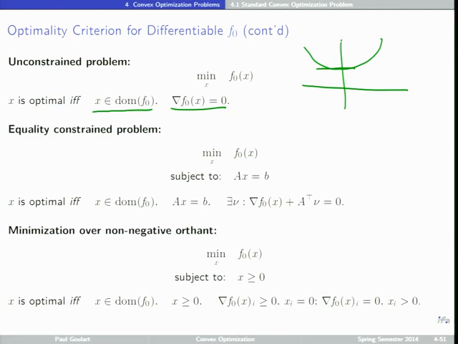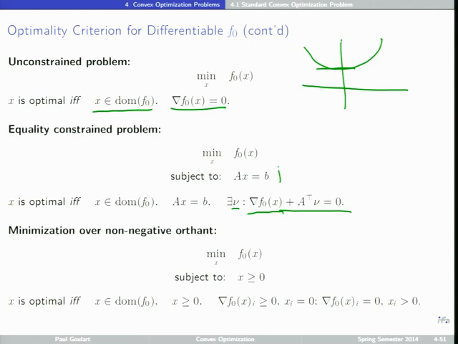Now, as soon as you start to add constraints, then you have to start doing funny things to this function, the gradient of f. So if we take the problem of minimizing f0, and we add a constraint which says that x has to live in a hyperplane, so Ax has to be equal to b, then I claim to you that x is optimal if and only if I can find some vector nu, that's that guy, that satisfies this condition. Okay? Do you believe me? Is it obvious why that should be the case? Okay, no. It's not.